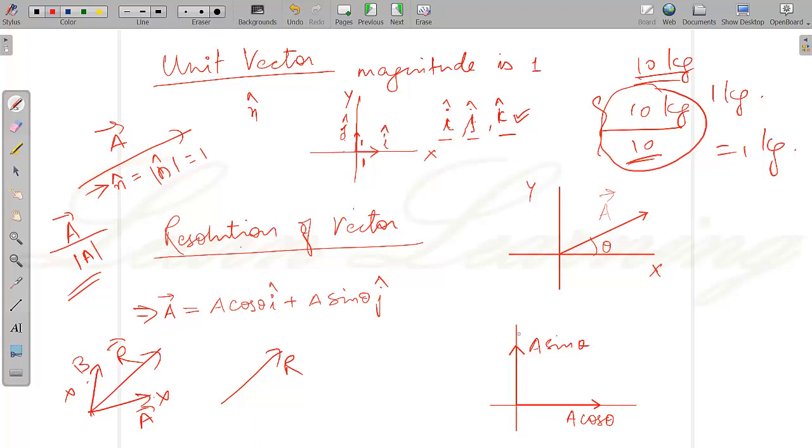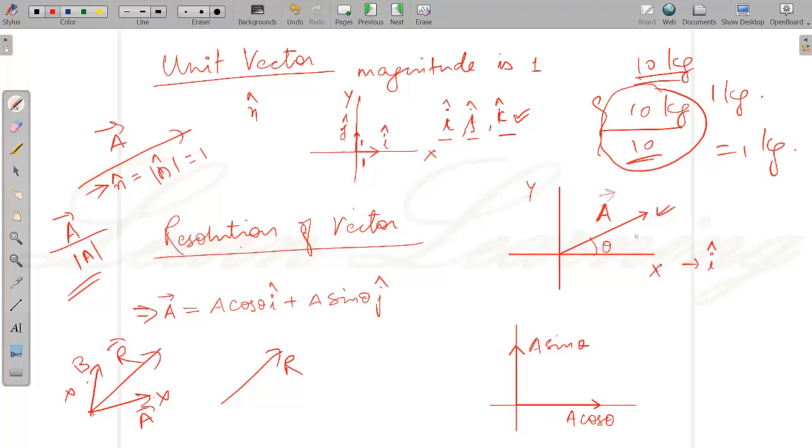Similarly, in place of a vector A, we can break this vector A into two components or three components, as many components as we want. It depends on the direction. So resolution is basically splitting a vector into more than one component. Let's say this is vector A and it is having an angle theta with the x-axis. So you know that in this direction the unit vector is i cap.